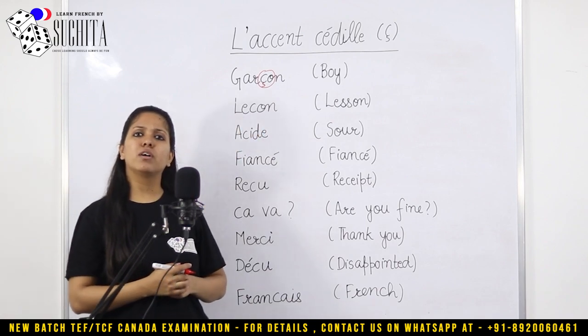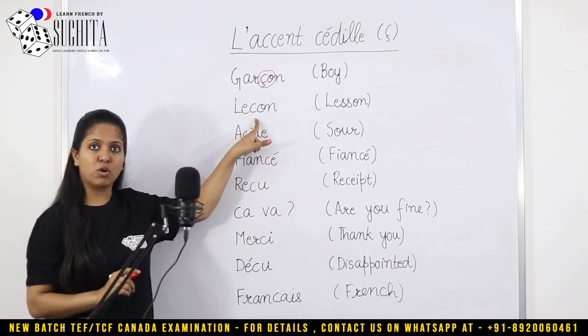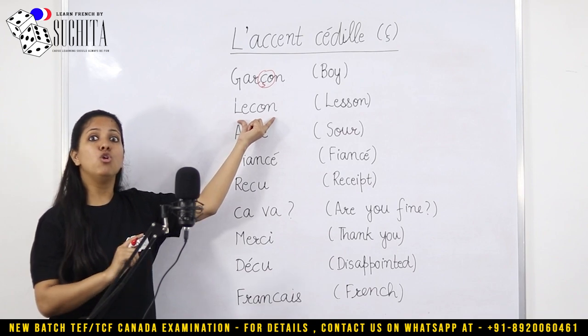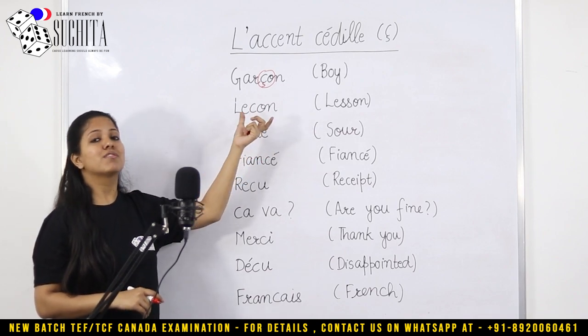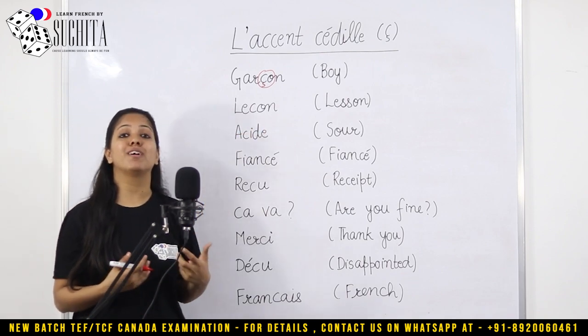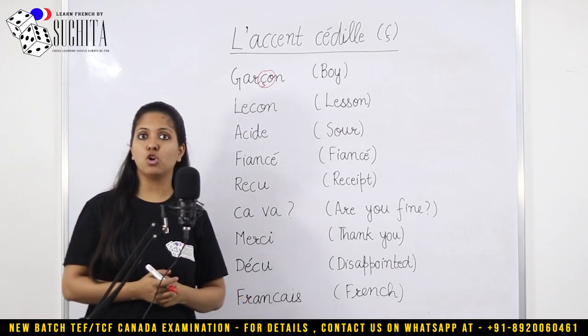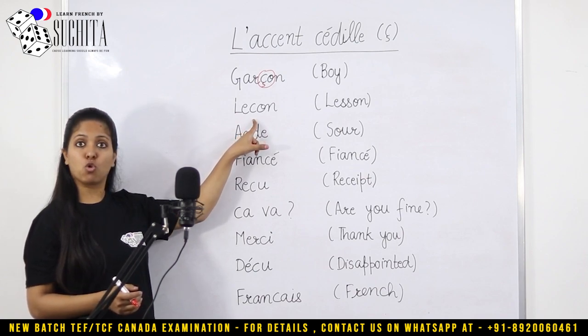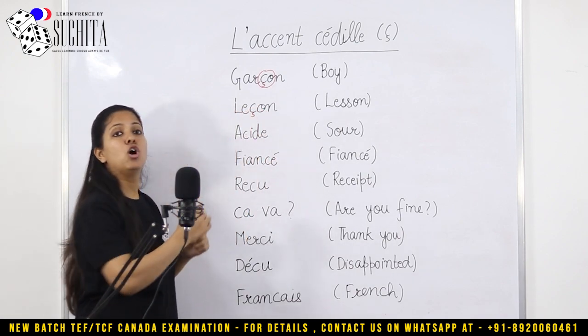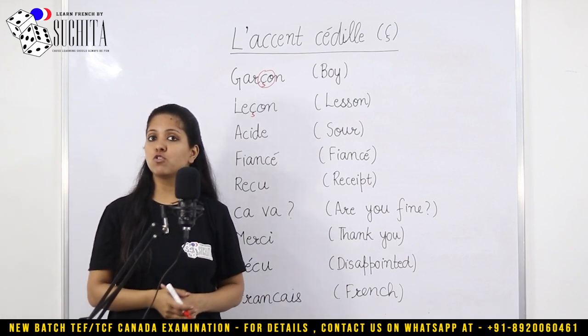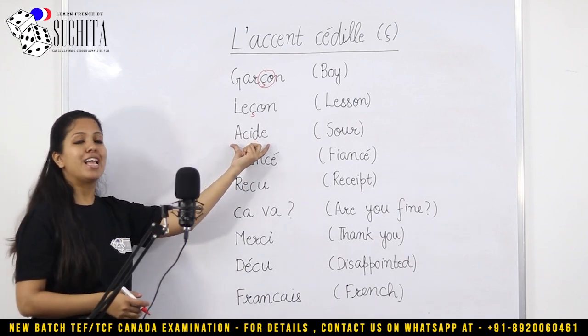Let's look at this. Now this is right now CO is Ko. This you already know. So this is right now le con. Le con, which means lesson. So it is not pronounced as le con, however you pronounce it as leçon. Leçon. CO is Ko. I want to change from Ko to So, so I will apply the cédille: leçon. Leçon. Très bien.